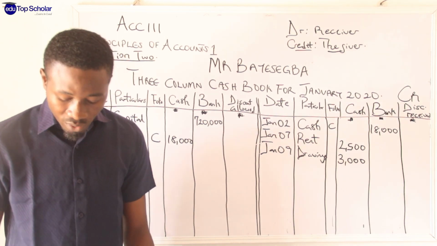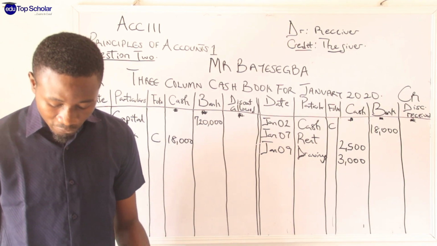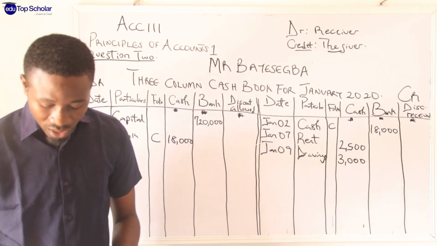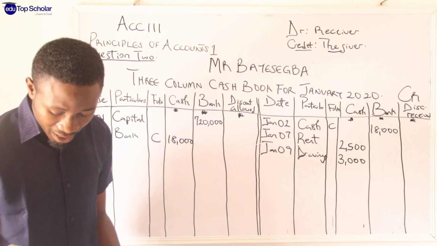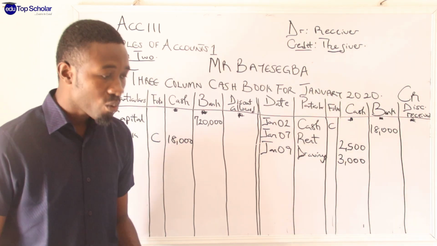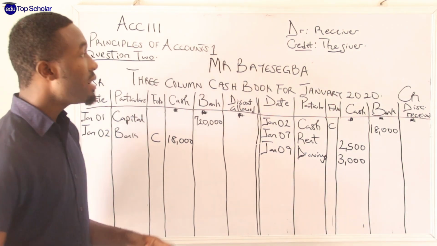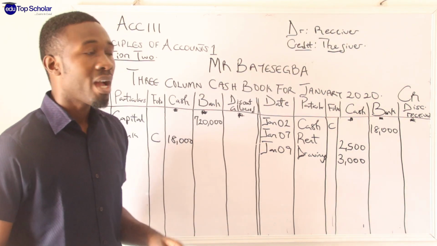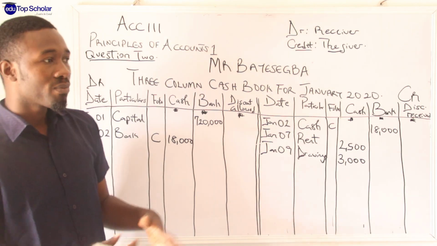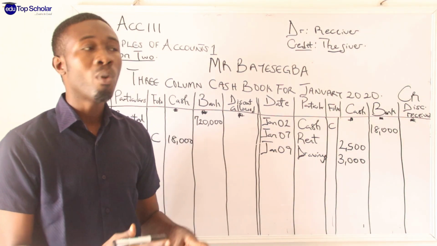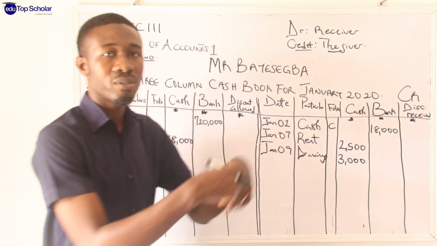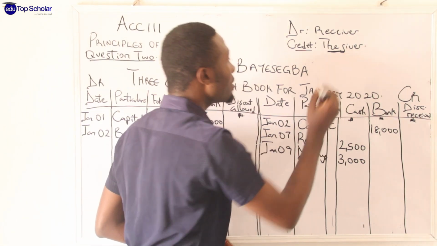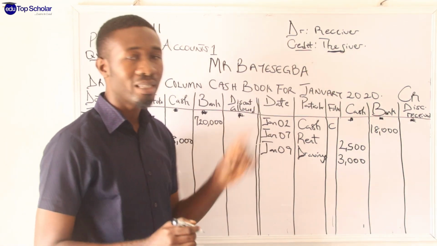The next one says on January 14, cash purchases from Ekpula paid by check, 40,000 naira. Because we purchased items, we need to identify whether we are the receiver or the giver. When we purchase goods, it means that we expend cash. Money leaves our hand. Money leaves the business. And when you identify that money leaves the business, you record it on the credit side, which means we are the giver.